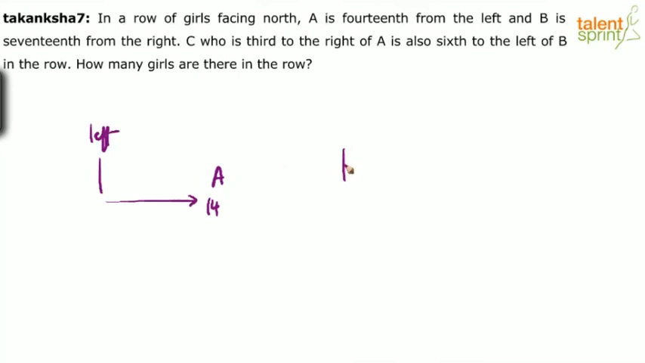Again the same problem. When we say B is 17 from the right, is B between the right end and A, or between the left end and A? Because 17 from the right can fall here or it can fall here also. So read the next point, that will probably help you.